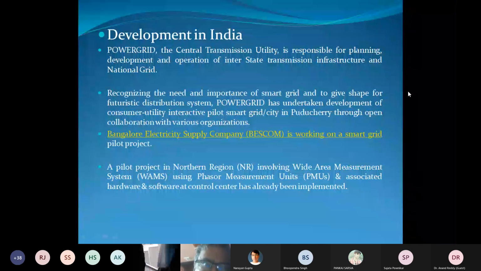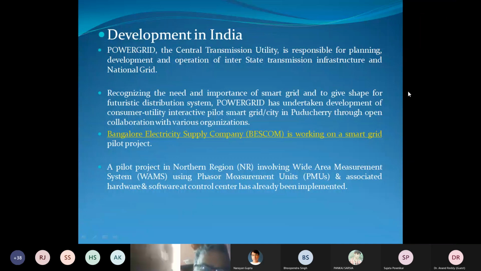Power Grid, the central transmission utility, is responsible for planning, development, and operation of interstate transmission infrastructure and the national grid. Now we have a national grid. Earlier there were 5 regional grids. They are all interconnected now. Now power can be transmitted from Kashmir to Kanyakumari and Dwarka to Guwahati.